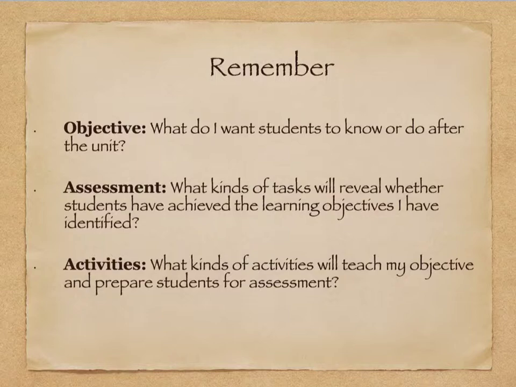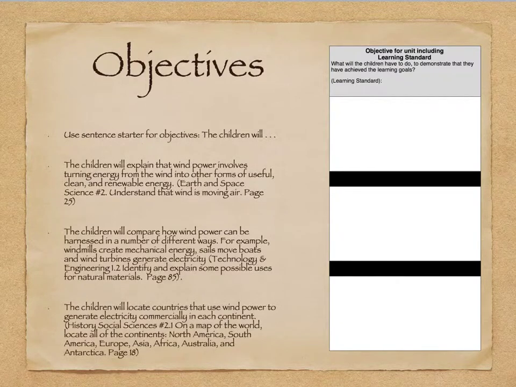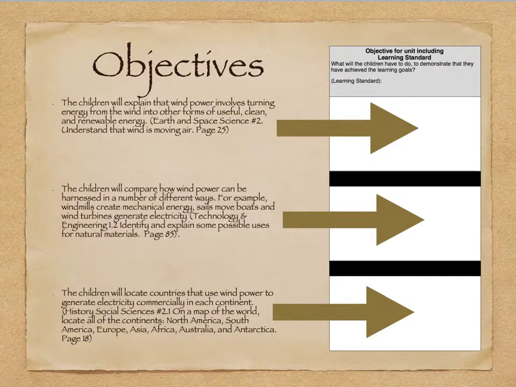Let's take a peek at the form. The first column in the form says objective for the unit including the learning standard. So I just provided you an example of 3 objectives that I had listed. There are 3 different rows. I would place each one of those objectives on that chart in the first column in each of the 3 rows.